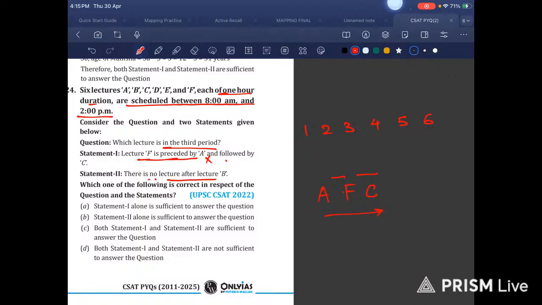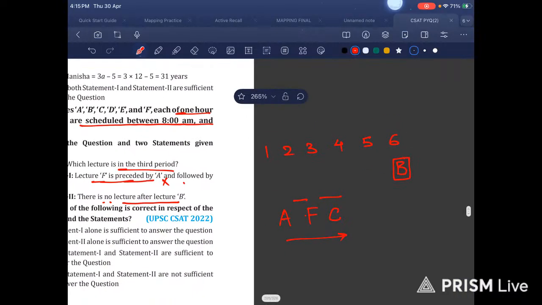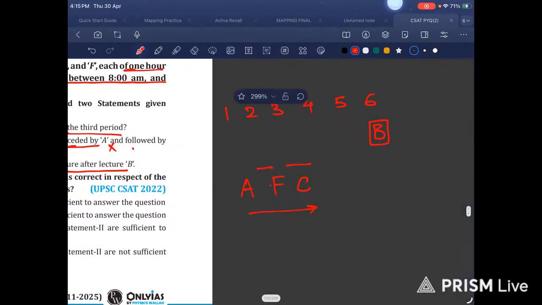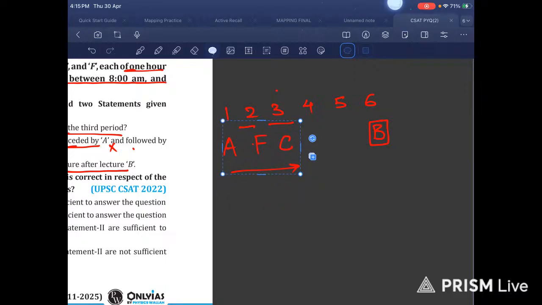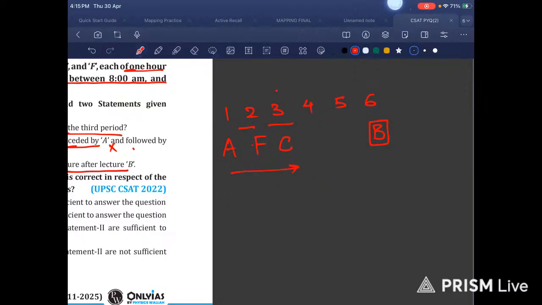Statement 2: There is no lecture after B. That means B is in the 6th position. This is fixed, and they are asking us which is in the third position. If we combine these two statements, I think then too we cannot get to our answer, because it can be anywhere, it can be 1 to 3. Then the position will be what? In this case you will have C as your third position.